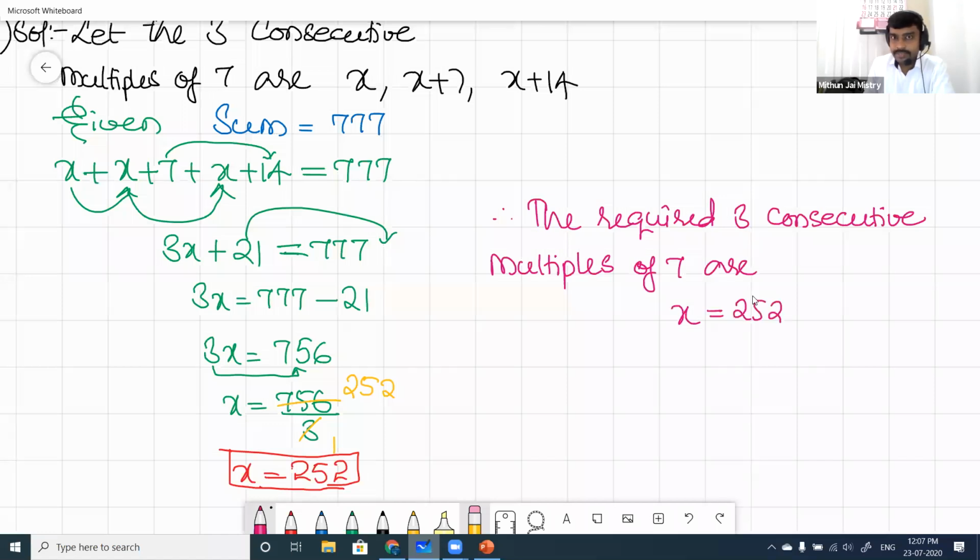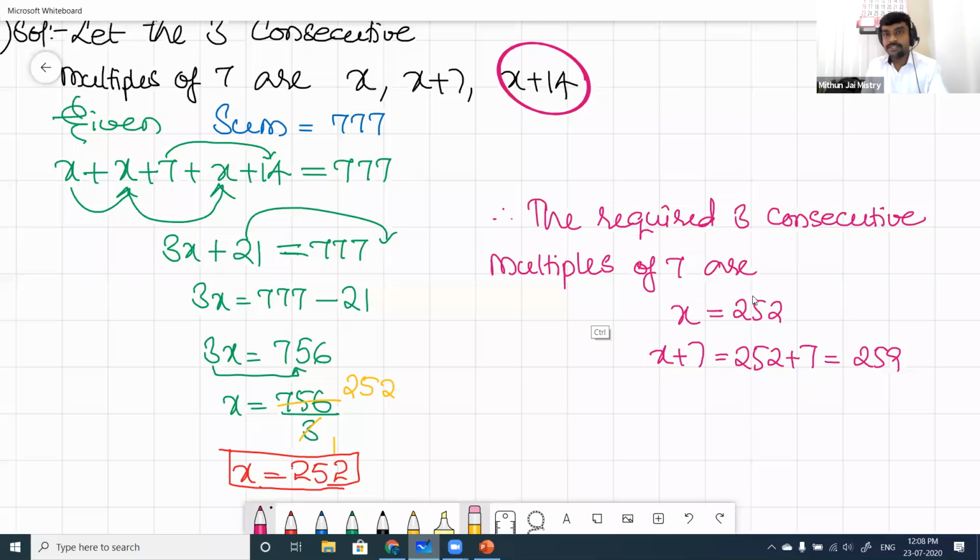Next one is what? x plus 7. First one is x. Next one is x plus 7. So x plus 7 means x is already 252. To that 252 we should add 7 and we get how much? 259. The next one is what? x plus 14, the third one. So x plus 14, x already we got as 252. Then to that we add 14 and we get 266.